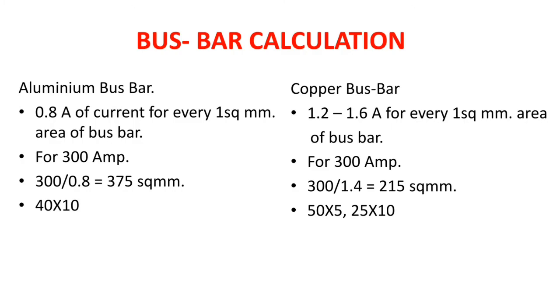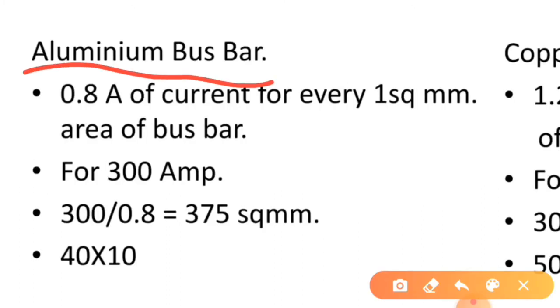Fine. So let us check what is the thumb rule for different kinds of busbar. With different kinds, I mean for aluminium and copper. What is the thumb rule? How do we calculate busbar rating? Let's start with aluminium busbar. The thumb rule for aluminium busbar is, for every 1 square mm area of aluminium busbar, the current flow is 0.8 ampere.